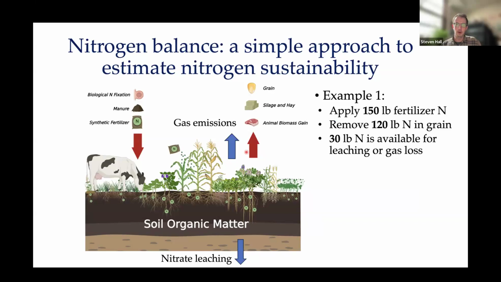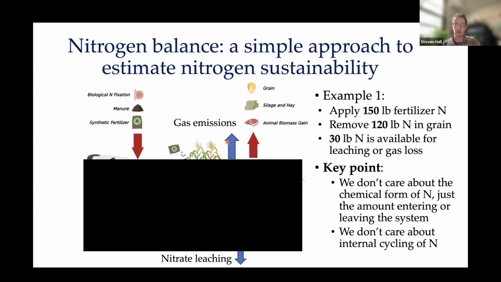Say you're growing corn and you apply 150 pounds of synthetic nitrogen fertilizer. Hopefully you get a good yield, maybe 200 bushels or so. If that grain has about 1% nitrogen, this means that we're hauling off about 120 pounds of nitrogen in that grain. This would leave you about 30 pounds of nitrogen left over. What happens to that is unclear in any given year, but over the long term, most of that is likely lost as leached nitrate or in some combination with emissions of various nitrogen gases.